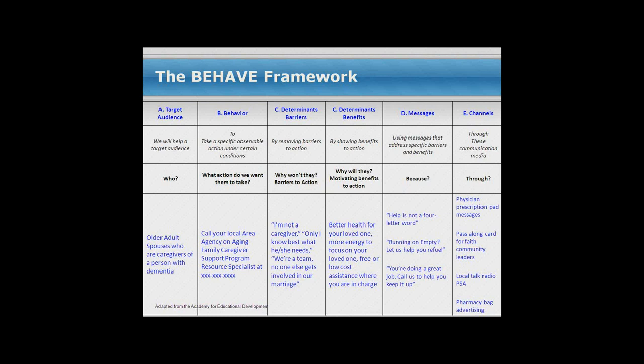Other barriers for this particular target audience: maybe they're feeling like only I know best what he or she needs. We're a team. No one else gets involved in our marriage. We've heard these things told to us. We hear it when we're starting to do services and when there are questions or concerns as things go forward. So what's the benefit? Better health for their loved one, more energy to focus on their loved one, free or low-cost assistance where you are in charge. This is an important thing.